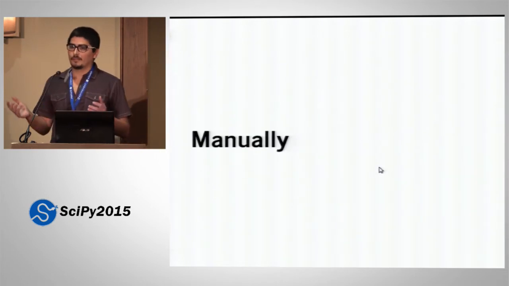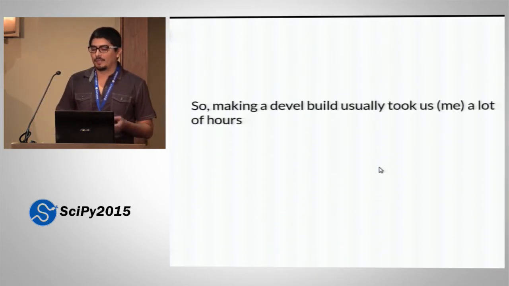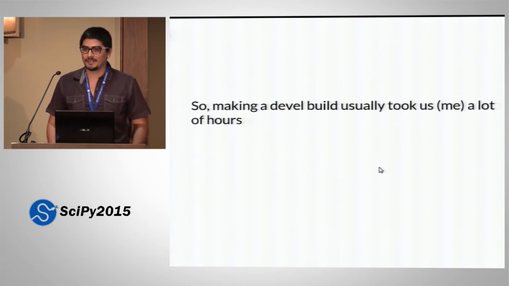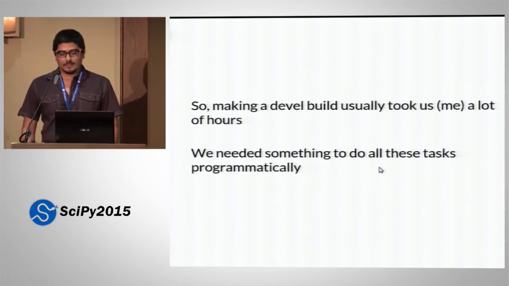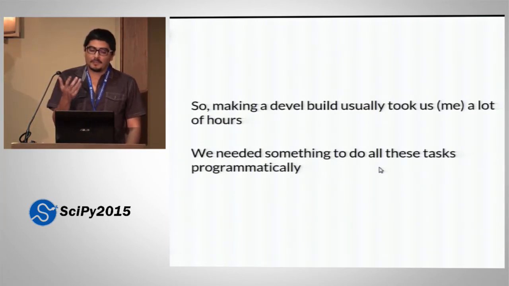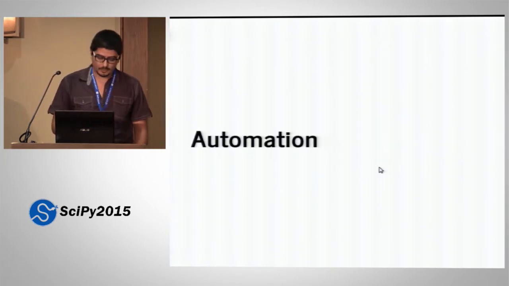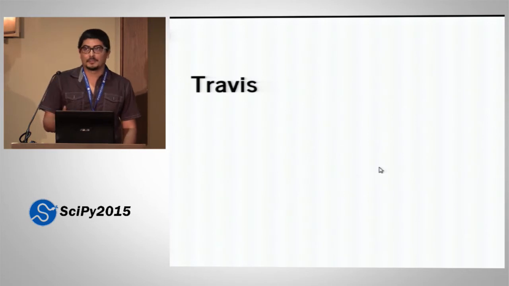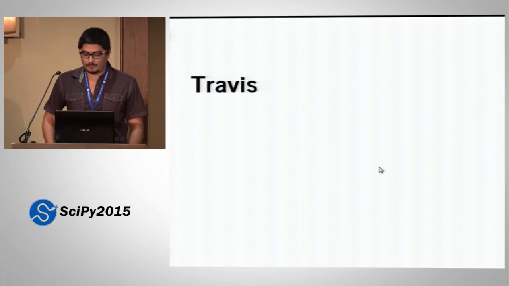And all these things were done manually. Obviously, making a devel build usually took me a lot of hours, and that's very time-consuming and very annoying. So we need to make something to do all these things programmatically. And here is where automation comes in. And we need an agent to do all these tasks instead of me.